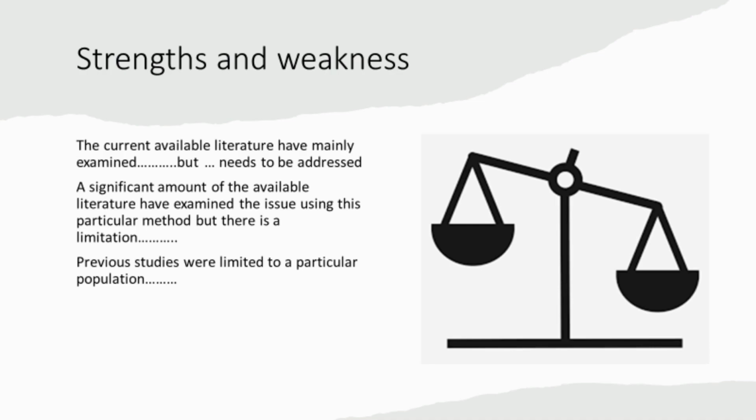Another thing that's important when you're writing is you have to consider the strengths and weaknesses. When you present your strengths and weaknesses, think about it this way. You can say the currently available literature has mainly examined this, but this area still needs to be addressed. A strength can be the fact that a lot of this has been done, and a weakness can be the fact that we still need to do this.